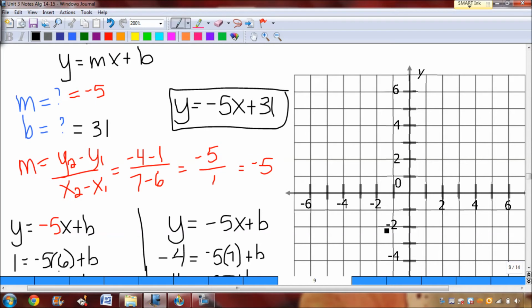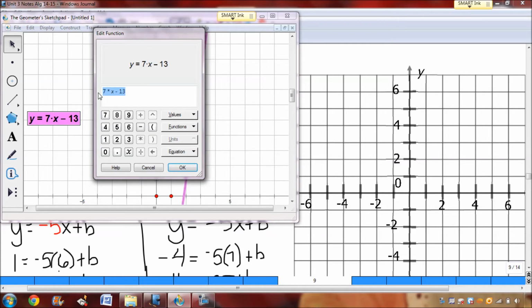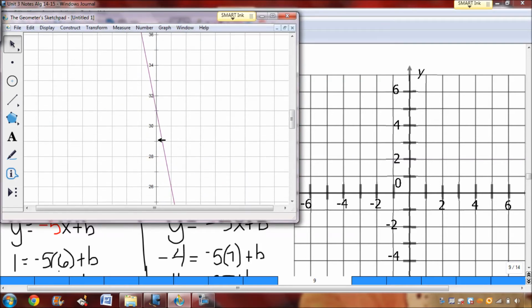Now, this graph was going to be so that we could graph out our line, but obviously we don't have room to start at 31. So I'm going to show you the equation on my program. So we're going to switch this to -5x plus 31. So let's go all the way up. Normally, if you were to graph this out on your paper, you would start at 31 and then you would go down 5 and over 1, right? Down 5 and over 1.